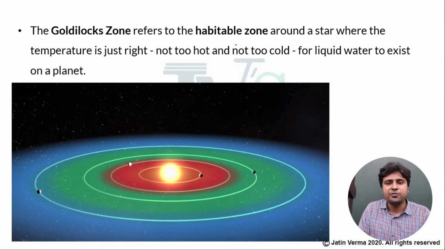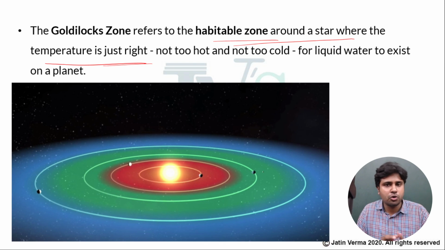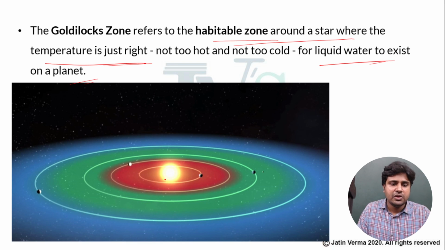The Goldilocks zone refers to the habitable zone around a star where temperature is just right. The temperature is not too hot or not too cold for liquid water to exist on the planet. So that is the meaning of Goldilocks zone. So just look at this image. The red color zone indicates that the planet is too close to the star and the planet's temperature is very hot. So liquid water cannot exist. The blue color zone indicates that the planet is very far away from the star. So the planet is very cold and liquid water cannot exist.